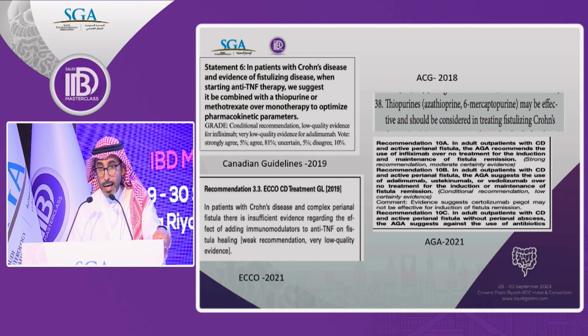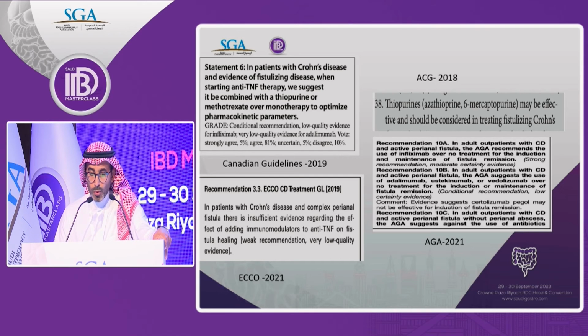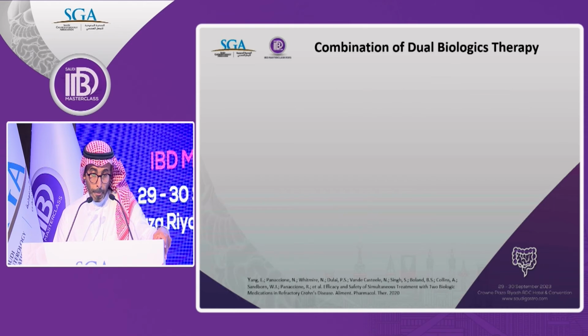If you look at the guidelines, the Canadian guidelines advise that when starting anti-TNF, we suggest combining with azathioprine or methotrexate rather than monotherapy, and this is low-quality evidence. In the ECCO guidelines, for patients with Crohn's disease and complex perianal fistulas, there is insufficient evidence regarding the effectiveness of adding an immunomodulator to anti-TNF. The ACG says it may be effective and should be considered in treating fistulizing disease. The AGA did not mention it. So it's up to you, but you have evidence supporting and evidence not supporting.